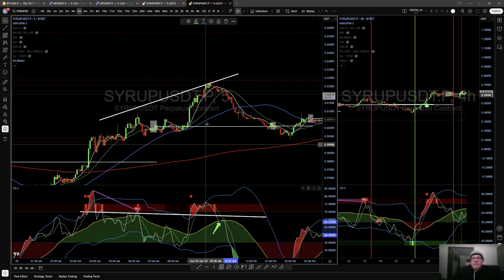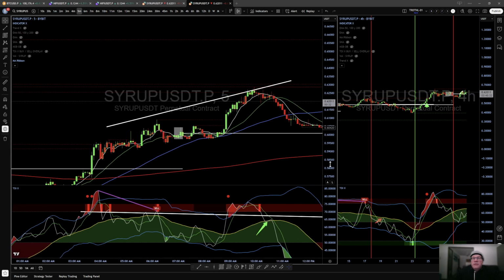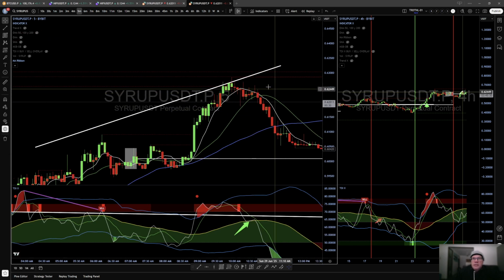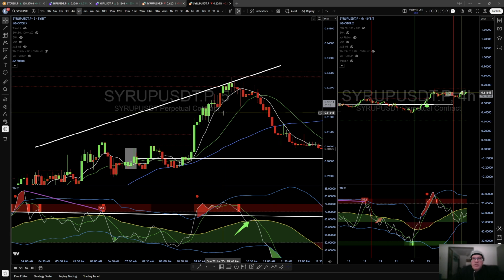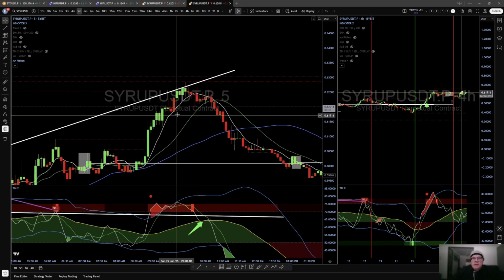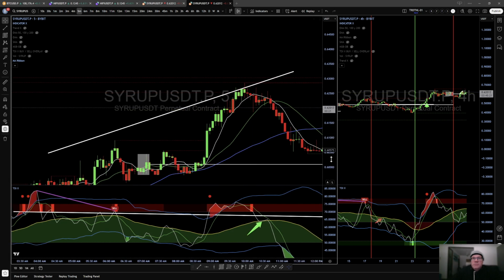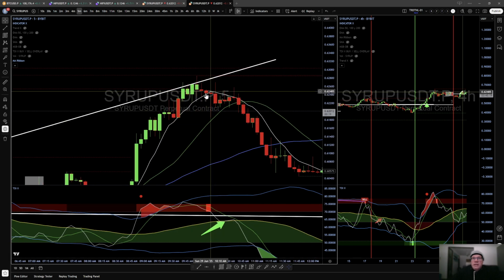But you know, even if you entered here, you could have got stopped out and re-entered, or I probably wouldn't have entered there, because I know in situations like this, it's probably not going to go down yet when you have shark fins that look like this. But I would have entered once the price got below this 8 SMA.